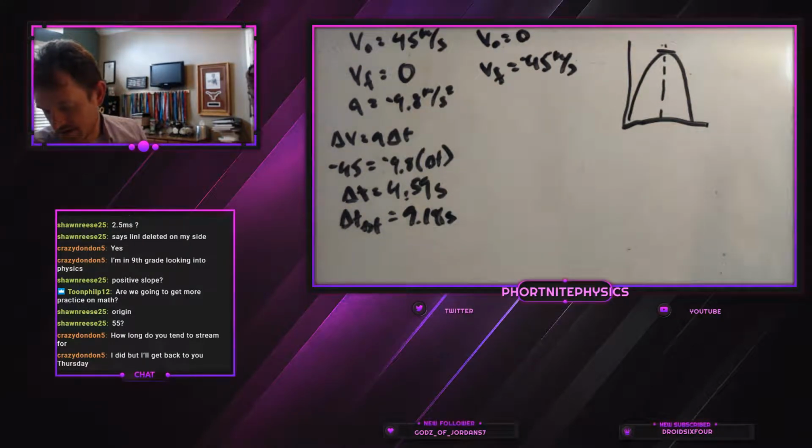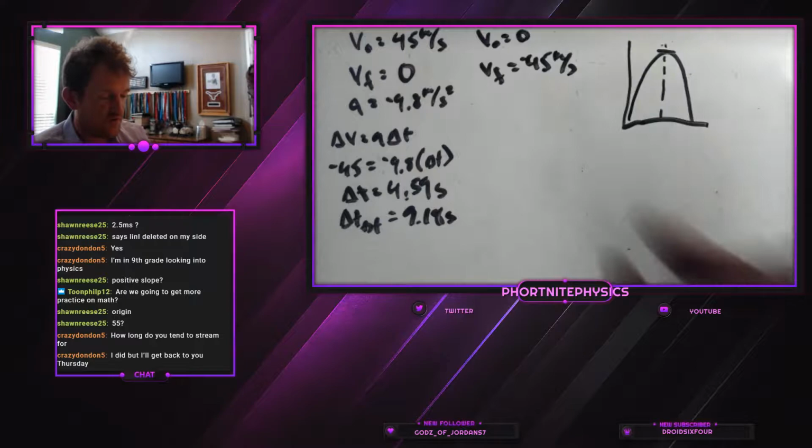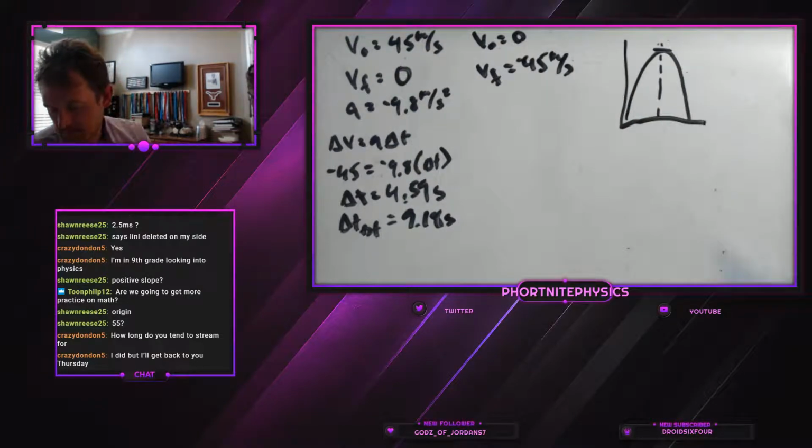How high does it rise? How long does it take to hit the ground after it reaches its highest point? Okay, so what is the velocity when it returns to the level from which it started? We already solved for that. That was just 45.